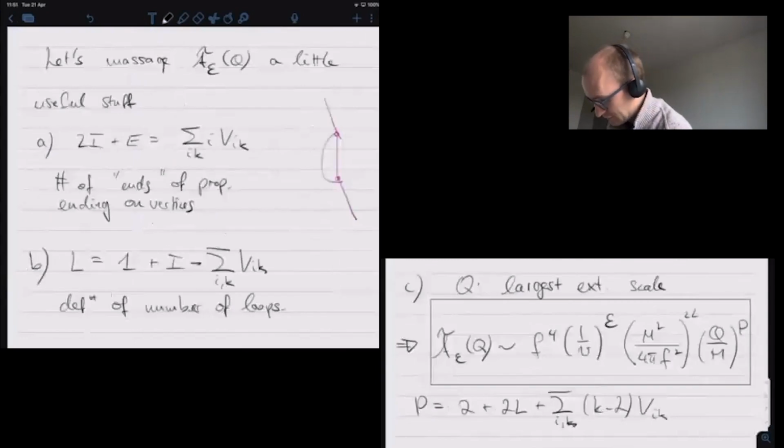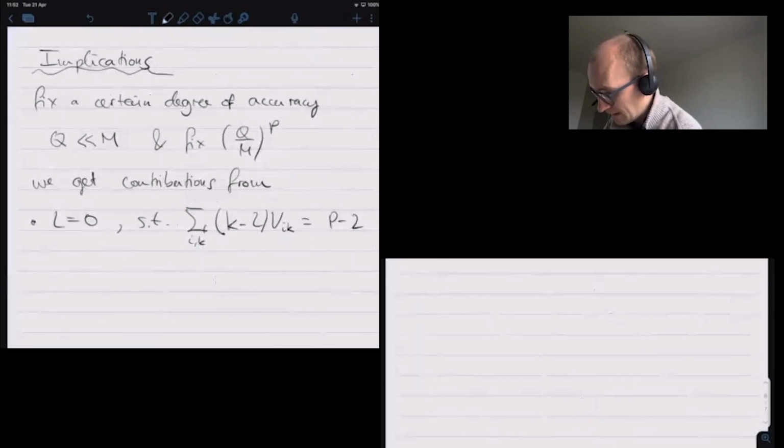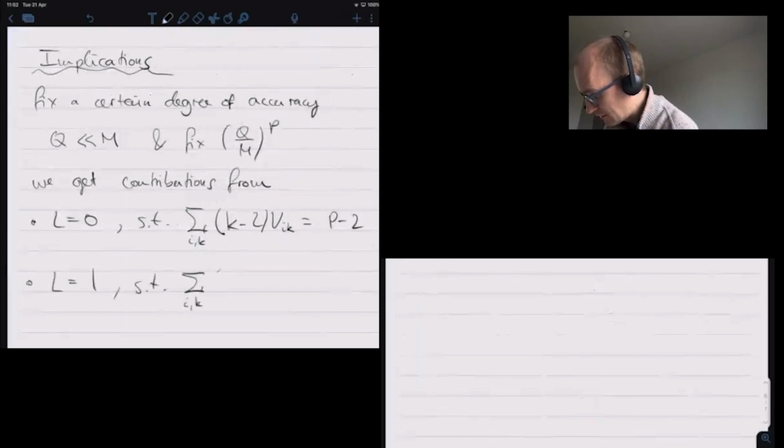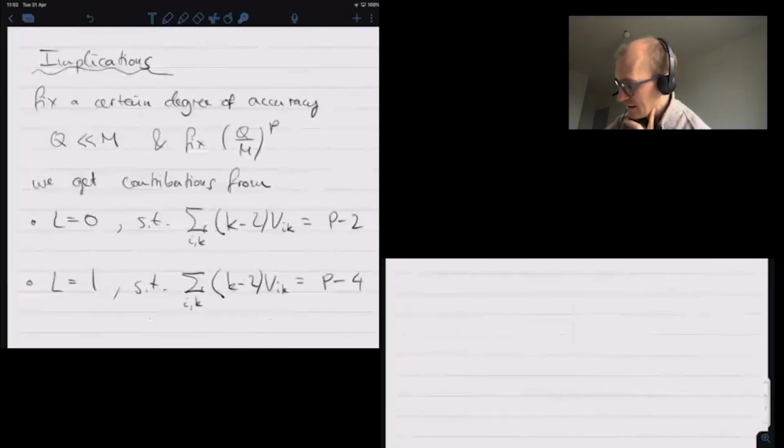Okay, that's just rewriting this formula here. P minus 2 is equal to 2L plus the sum over (k minus 2) times v_{i_k}. And we said, if we set L to 0, then we end up with this equation. So these are all the zero loop contributions that we can get. We can get one loop contributions such that the sum over i_k of (k minus 2) v_{i_k} is equal to P minus 4. Because now I put in L equal to 1 here, and so I get a factor of 2, so I get P minus 4 is equal to this sum, etc.